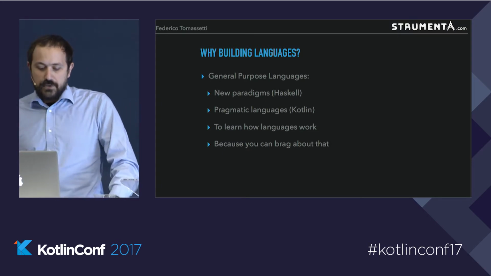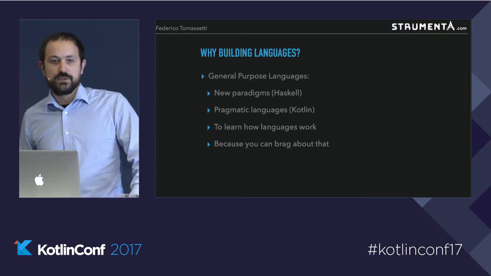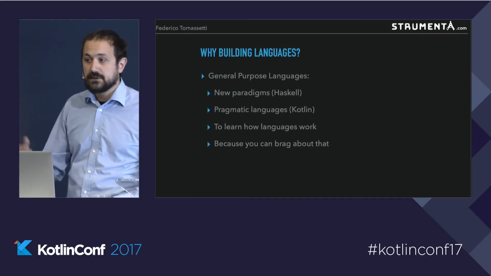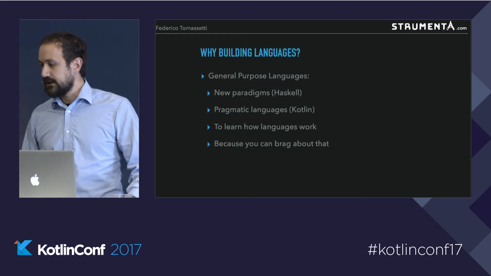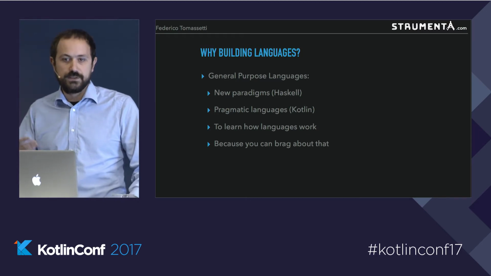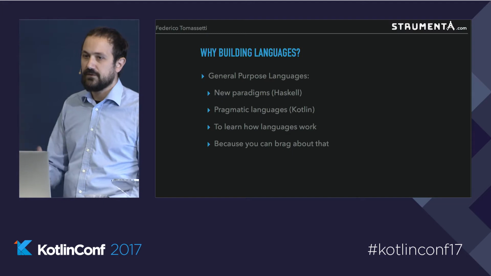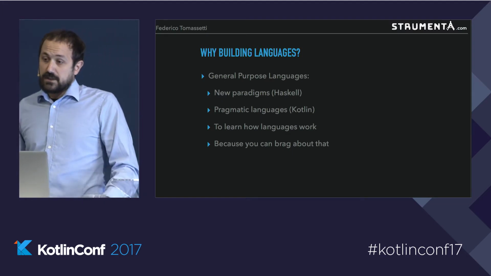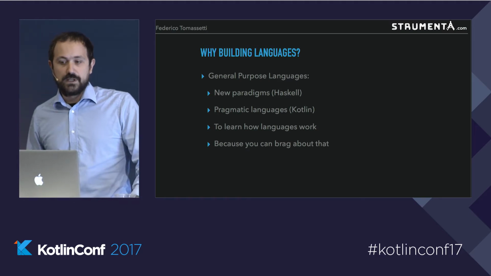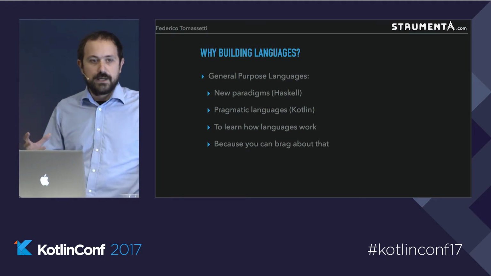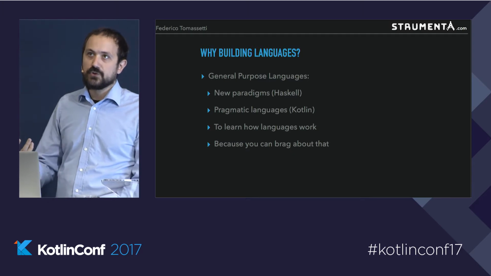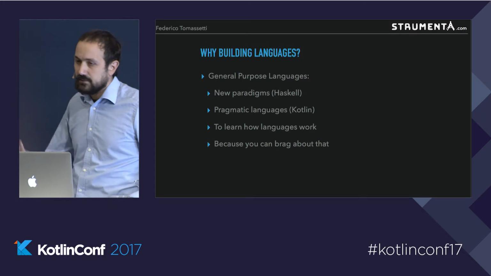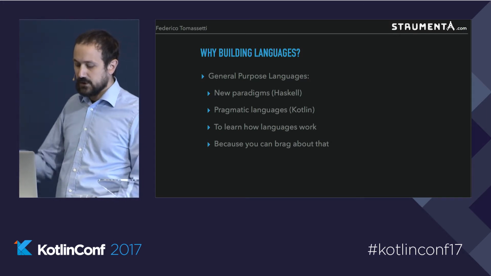Now, there are reasons to build new general-purpose languages. For example, if you want to experiment with new paradigms or suggest substantial improvements to an existing programming paradigm. That could be, for example, the idea behind a language like Haskell. Sometimes it just makes sense to create a language that has better compromises, and while it's not revolutionary, it makes our life as developers easier. So that seems to me the idea behind a language like Kotlin.